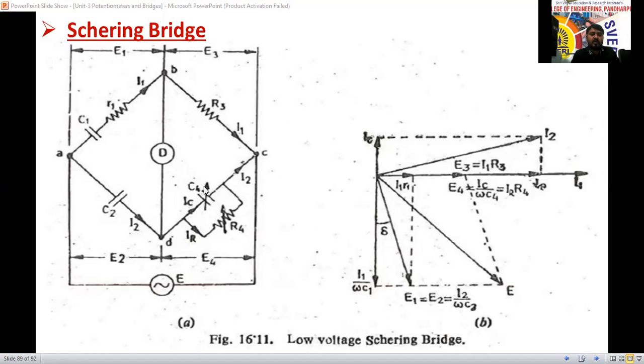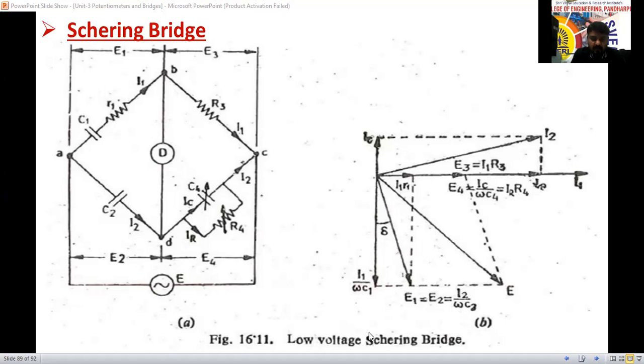Here, I will take I1 as a reference. Through R1, a small current will flow, that is I1. The voltage drop across this is very small since it is a very small resistance. So I1 into R1 is in phase with I1 only. The voltage drop across R1 is in phase. And the voltage drop across capacitor C2 and C1 will be the same. E1 equal to E2 equal to I2 divided by omega C2 or I1 divided by omega C1.